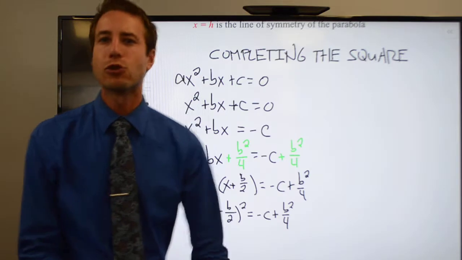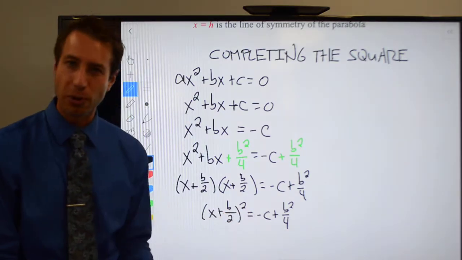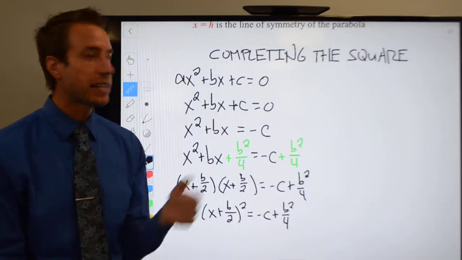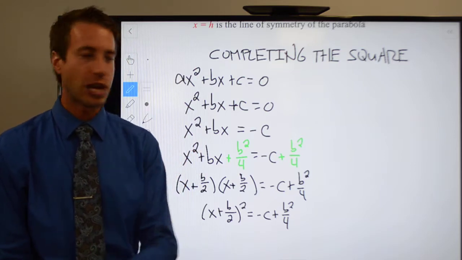And hopefully you remember from there what we would do is use the square root property, where you take the square root of both sides and solve for x from there. So that was completing the square, which we looked at in section 5 of this chapter.